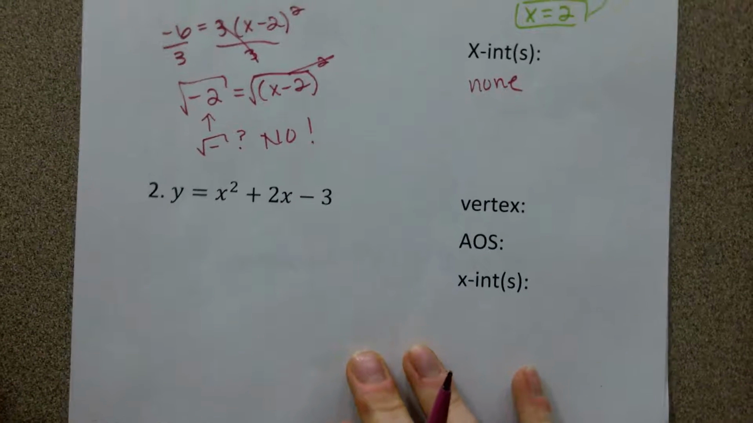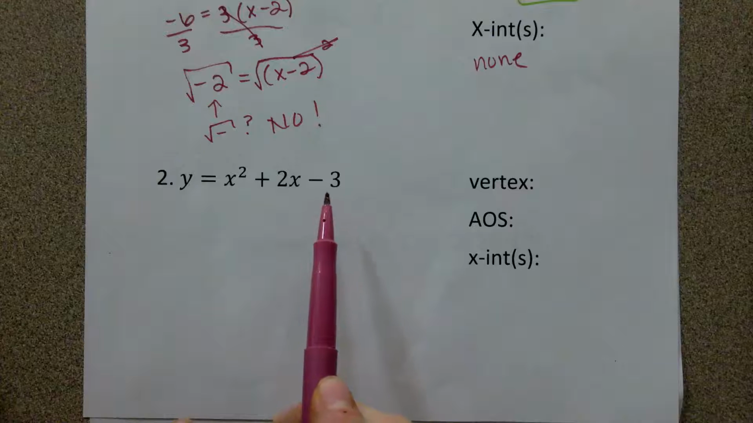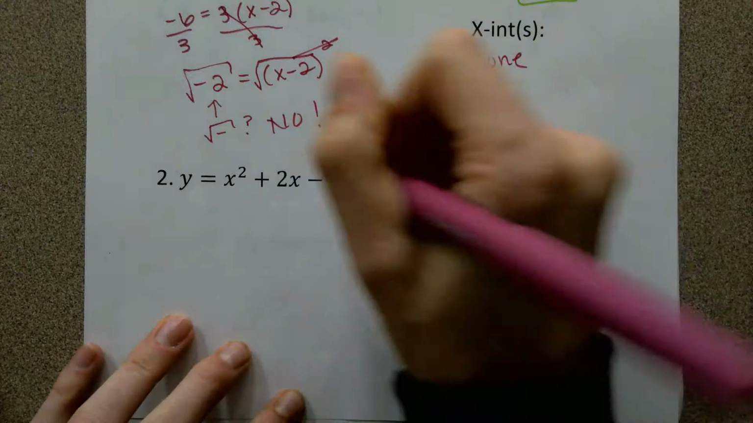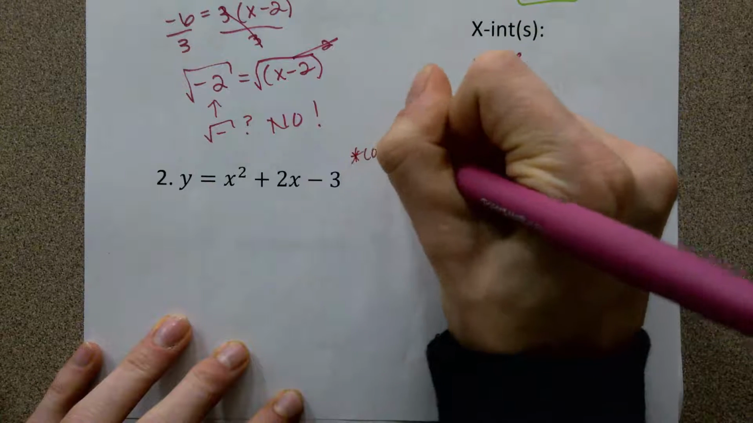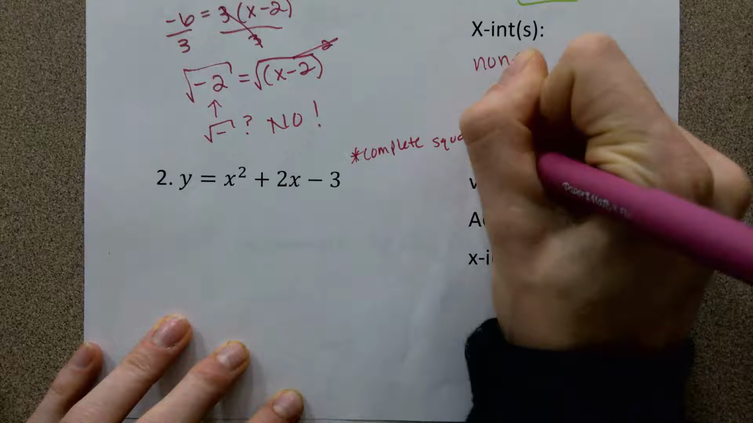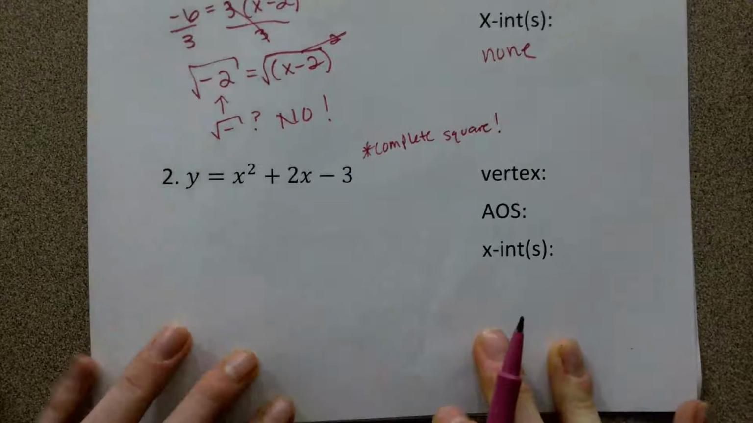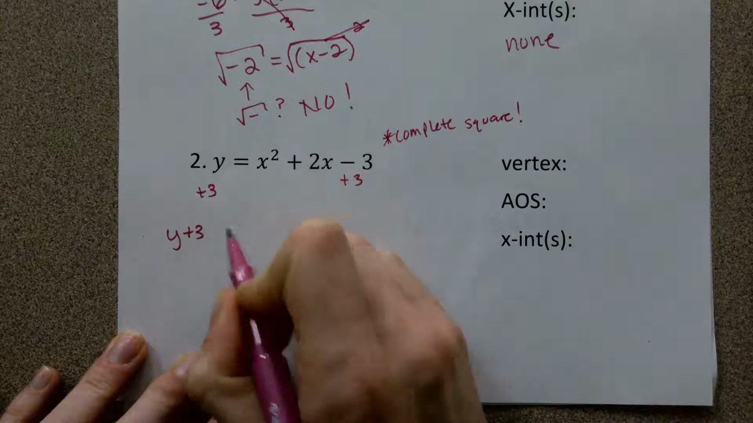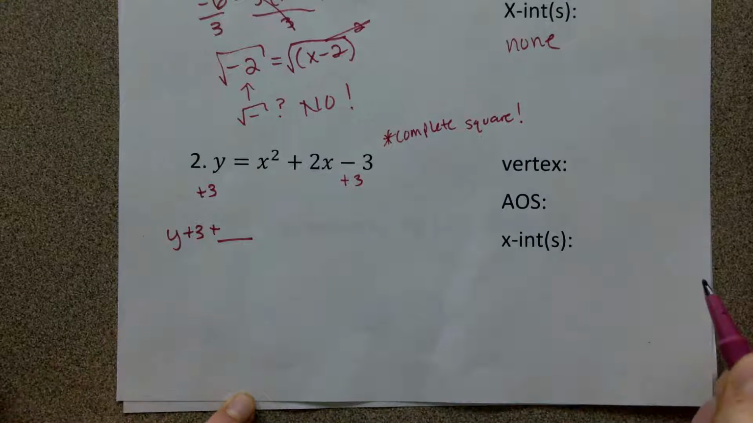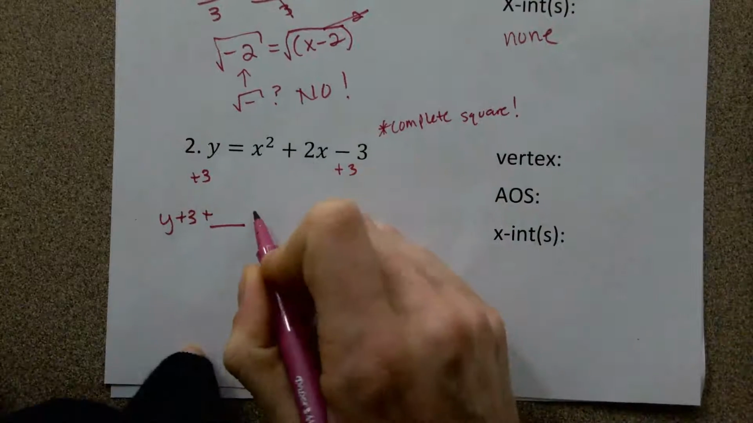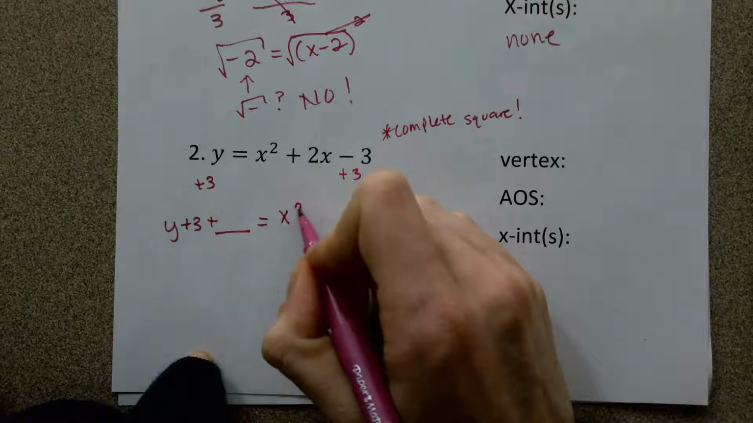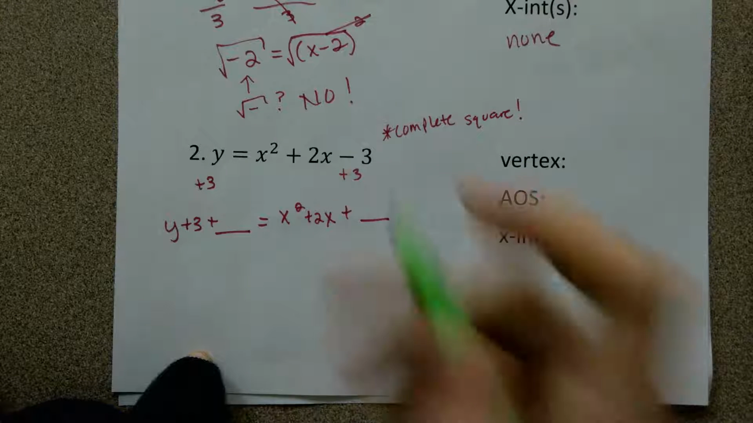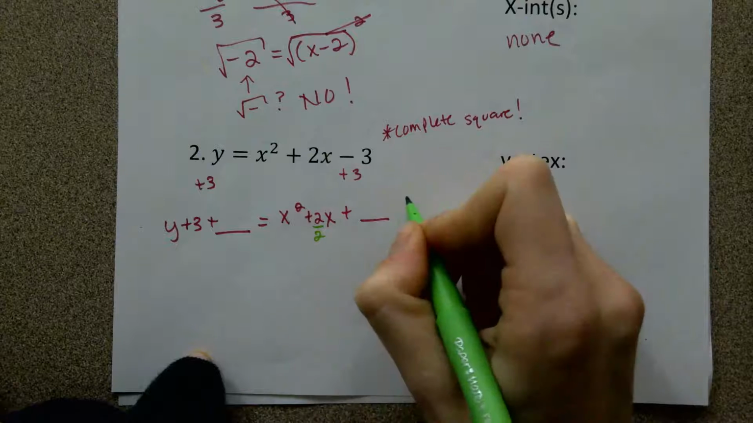Then we focused on actually putting these into standard vertex form by completing the square and then finding all of these things. So we need to complete the square. We complete the square by getting rid of our c. So we have y plus 3 plus something. We're always going to have that plus something equal to everything else plus something. Then we take our b and we divide it by 2 and we square it. And that's what we add to both sides.